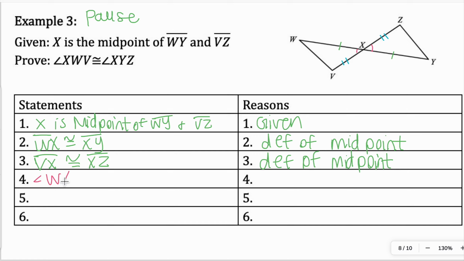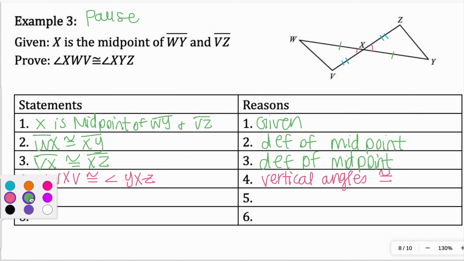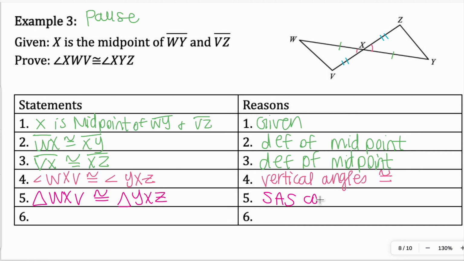So angle WXV is congruent to angle YXZ because vertical angles are congruent. Now I can say that both of those triangles are congruent. So triangle WXV is congruent to triangle YXZ. Again, being careful of my congruence statement, using the side, angle, side congruence theorem.